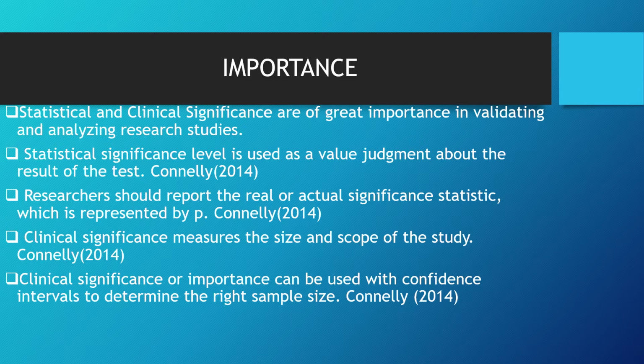Clinical significance measures the size and scope of the study. It means how large a difference in a treatment must be in order to make a change in practice happen. Clinical significance or importance can be used with confidence interval to determine the right sample size. Confidence interval identifies the range within which a real result will fall on 95% of the occasions.